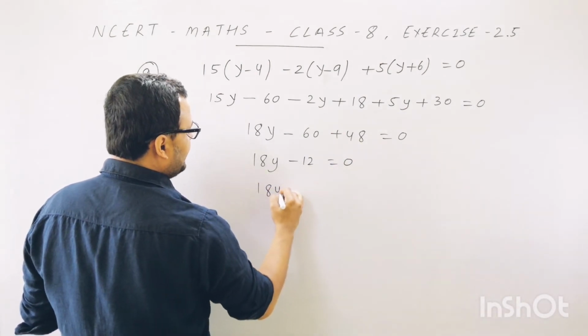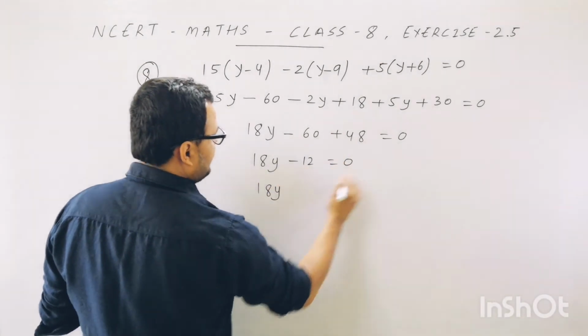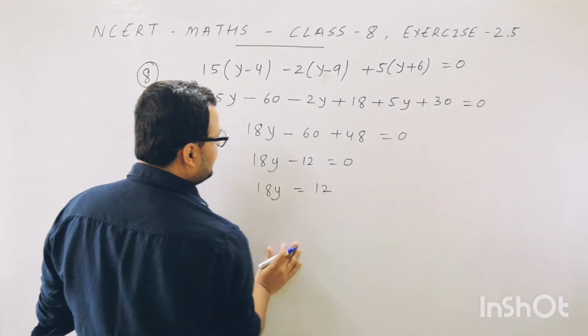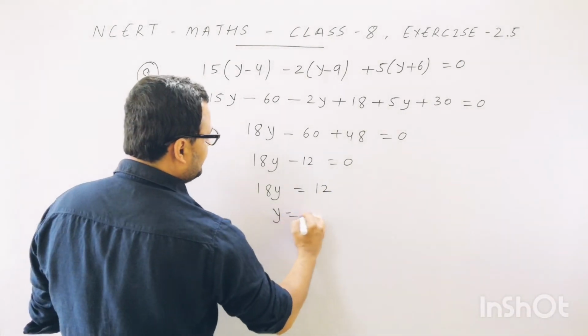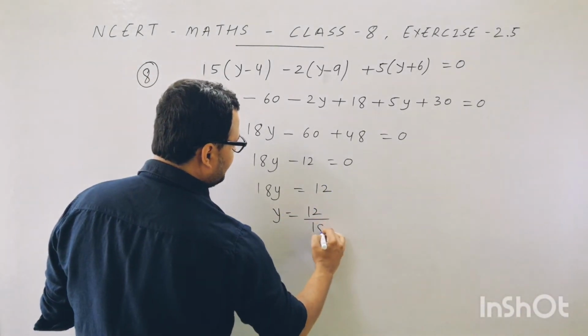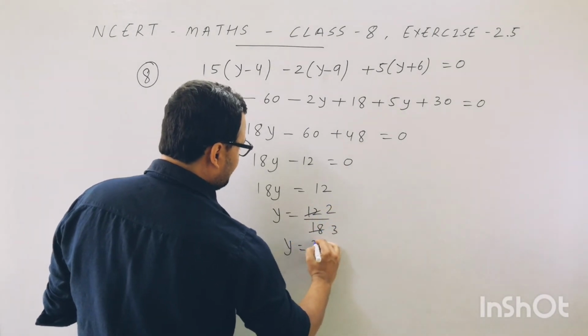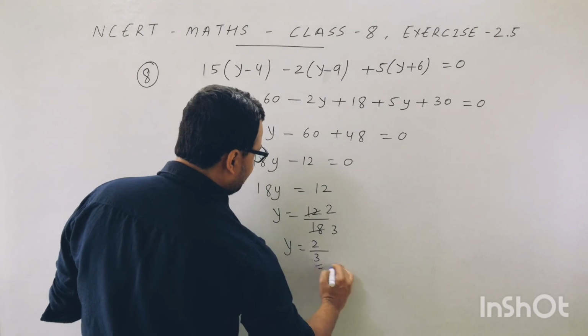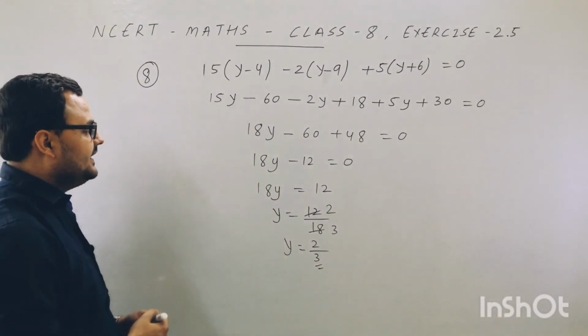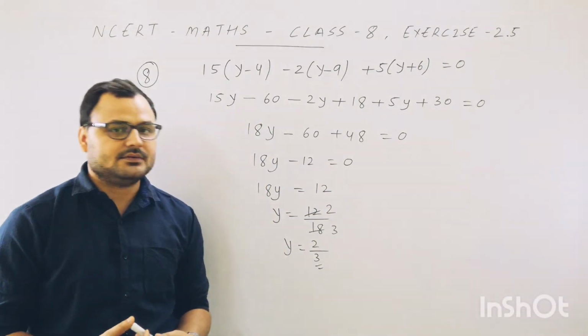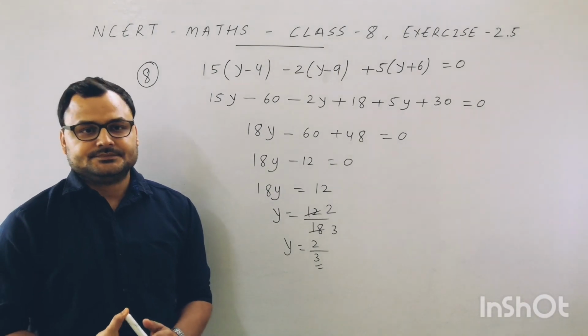So 18y, this minus will come this side, so it will be plus 12. So y equal 12 by 18. 6 2s are, 6 3s are. So we got y as 2 by 3. So for question number 8, the value of y equal 2 by 3.